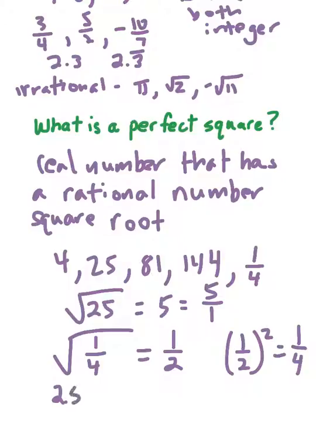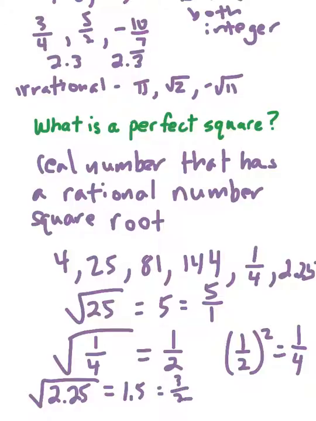But if you have 2.25, I'm sorry, not 2.5 but 2.25, that is also a perfect square because the square root of 2.25 is equal to 1.5, which is equal to 3/2, integer over integer. So let's make sure we realize that there are perfect squares other than the obvious ones that we commonly think about.